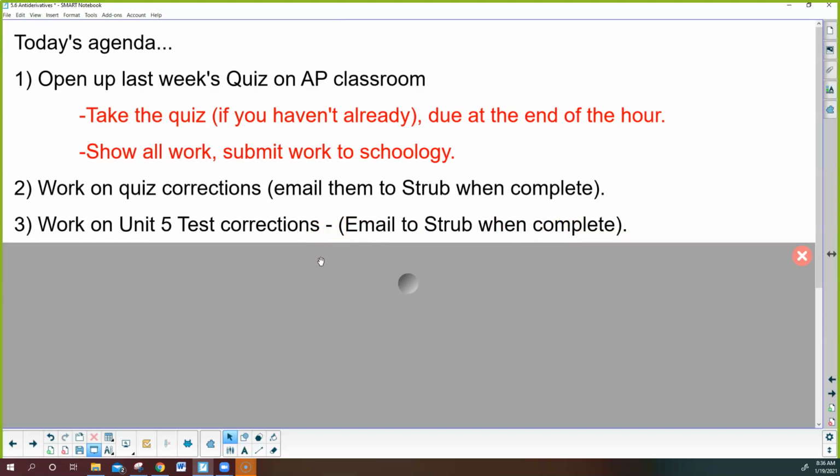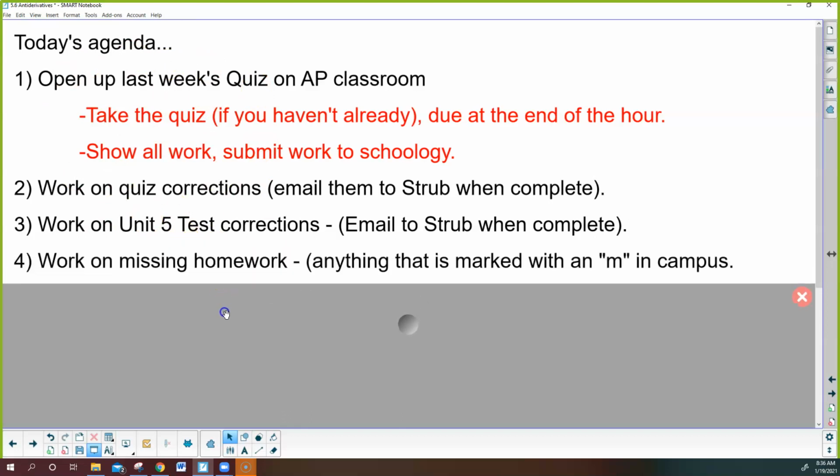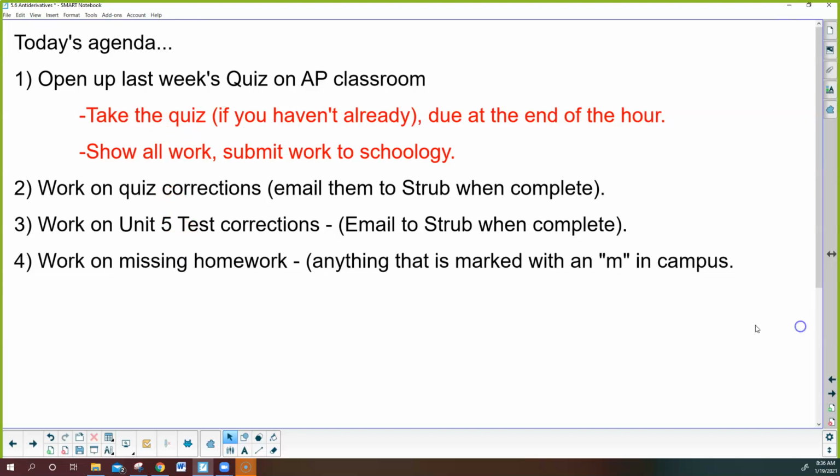We have conferences on Thursday from 4 to 7, and your parents are going to be invited to attend a Zoom to meet with their teachers. So if your parents are going to attend and you want to make sure your grade is as good as it can be, you need to get this stuff in before Wednesday so I have time to grade it. And the last thing is if you have any missing homework, which would be marked with an M in our campus gradebook, then that's what you're going to be working on.